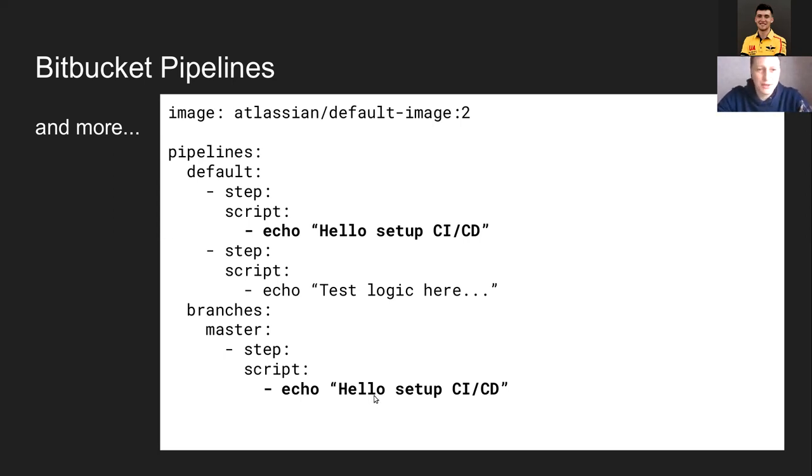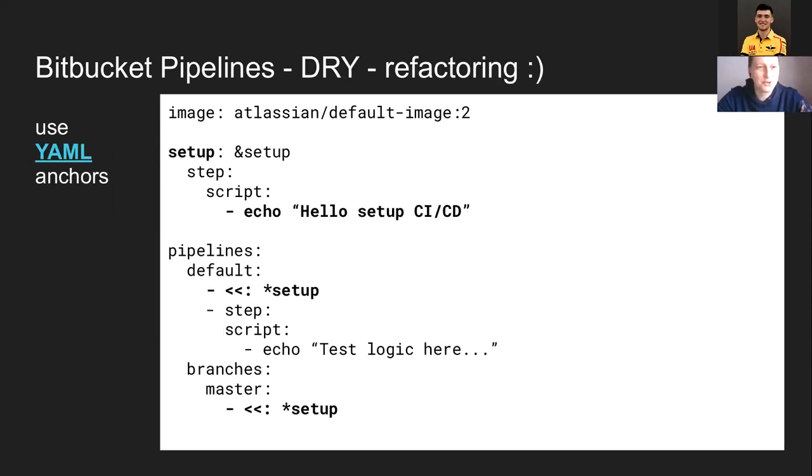But oh my god, what to do? We have code duplication and we want to follow the DRY principle. So don't worry and use YAML anchors. YAML anchors are like a function in software development. So we can provide all the logic here, and then just pass the name of that anchor, and this logic will be available for the default section and for the branch master section. Great.